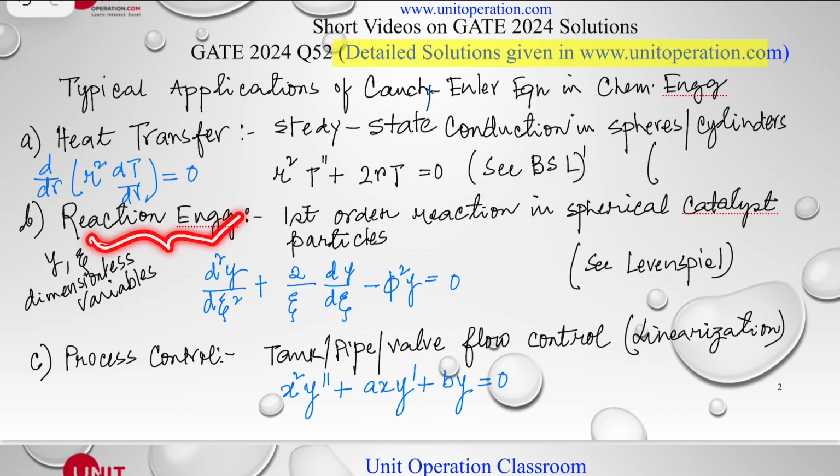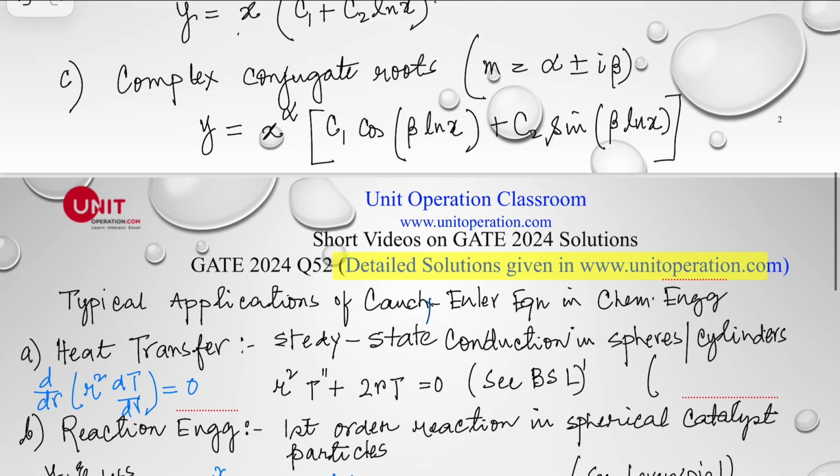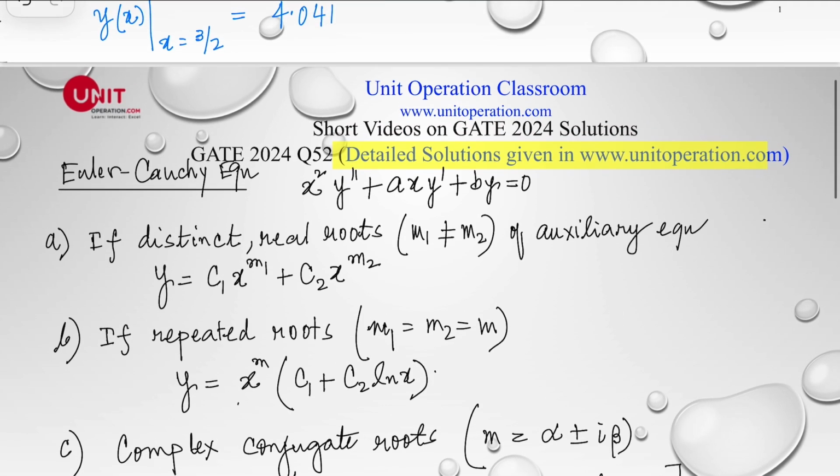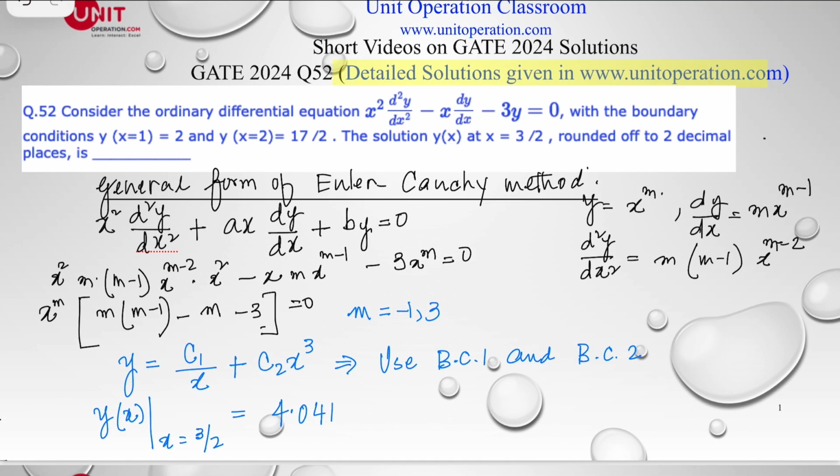In reaction engineering also, for a reaction in a spherical catalyst particle, we get this kind of equation. These are of course dimensionless concentration and the distance or radius variable. You can look at Levenspiel for this one. Even in process control, we get this typical Euler-Cauchy equation. So that is a very good practical application of this equation.